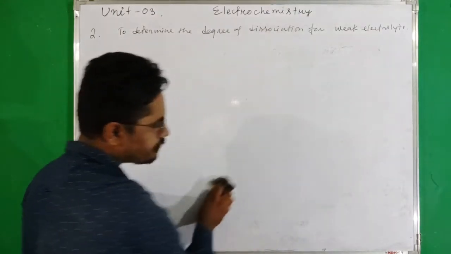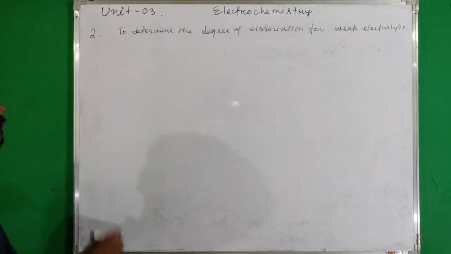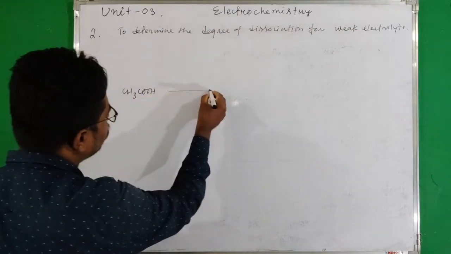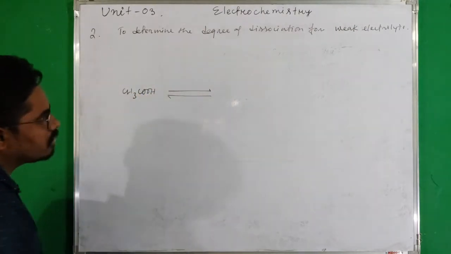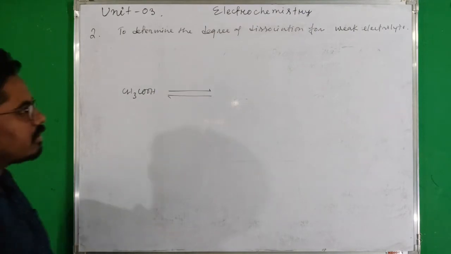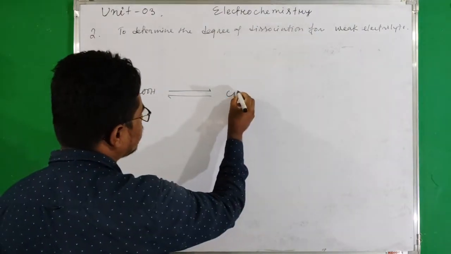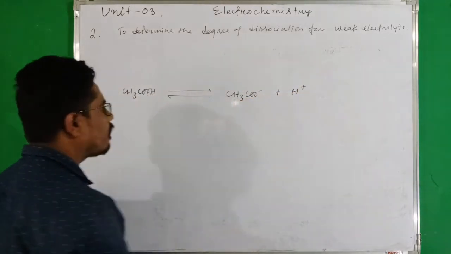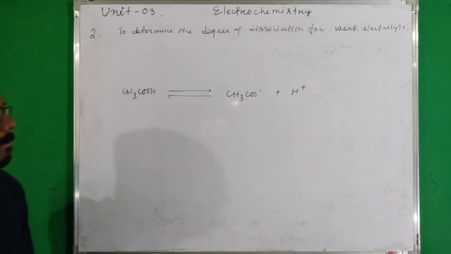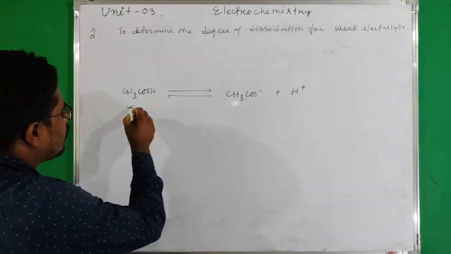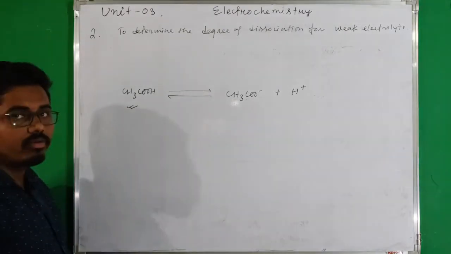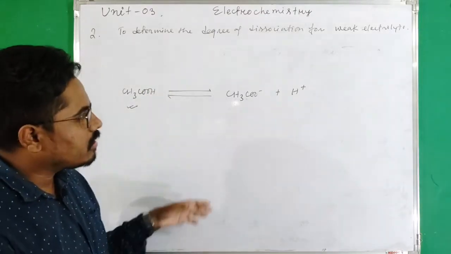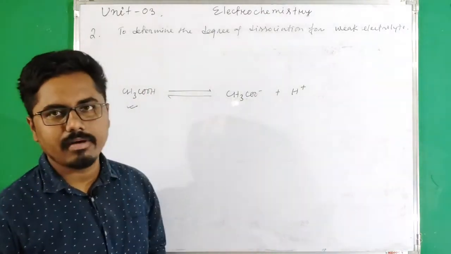Okay, suppose we have the weak electrolyte acetic acid, CH3COOH, and we know the weak electrolytes do not dissociate completely. That means the acetic acid will dissociate to give acetate ion and H positive ion. Okay, but in this solution acetic acid will also be present and equilibrium is established between the undissociated acetic acid and the dissociated acetate and H positive ions.